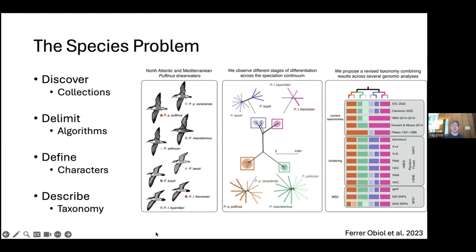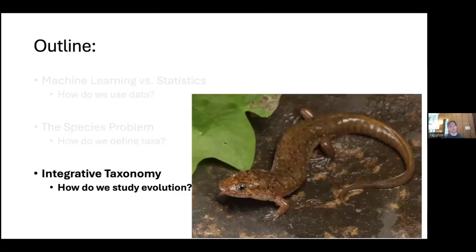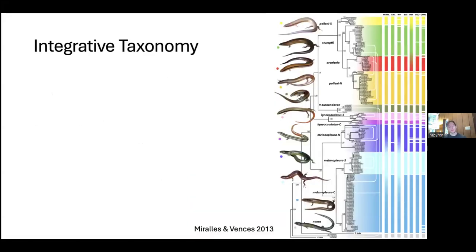And so we have all of these different potential ways of addressing this. What I'll talk about now is how machine learning might help us tie them all together in a more cohesive framework. If we start putting all of these different aspects of data and inquiry together, how can we build an integrative taxonomy to study the evolutionary process in more detail?